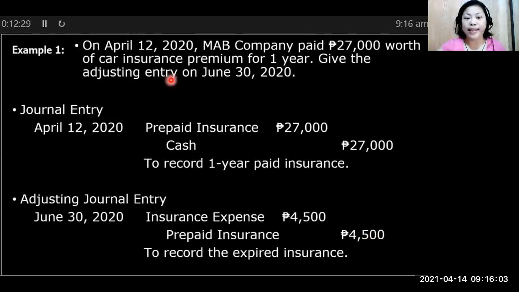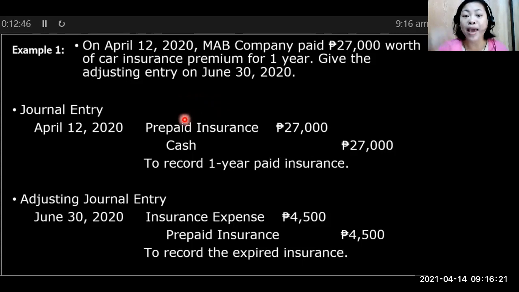On April 12, 2020, MAB company paid 27,000 pesos worth of car insurance premium for 1 year. Okay, take note, that's for 1 year and it starts April. Give the adjusting journal entry on June 30, 2020.